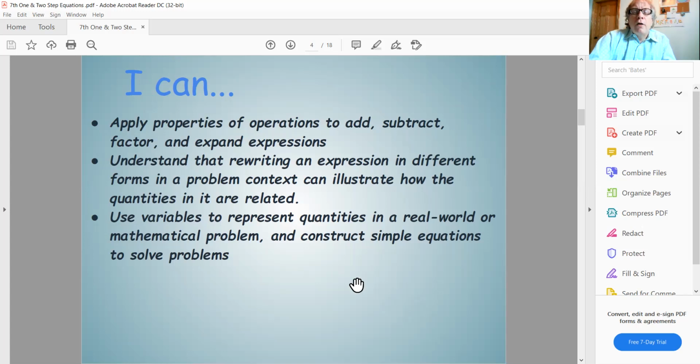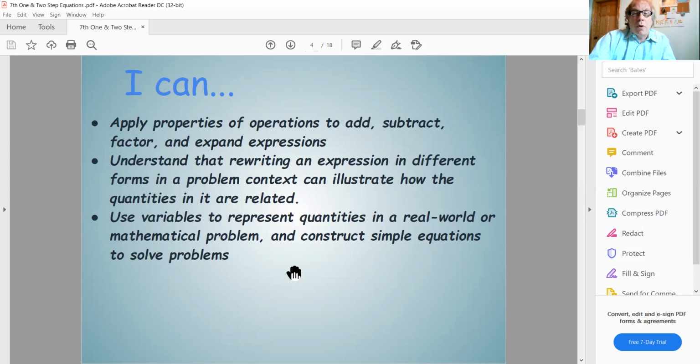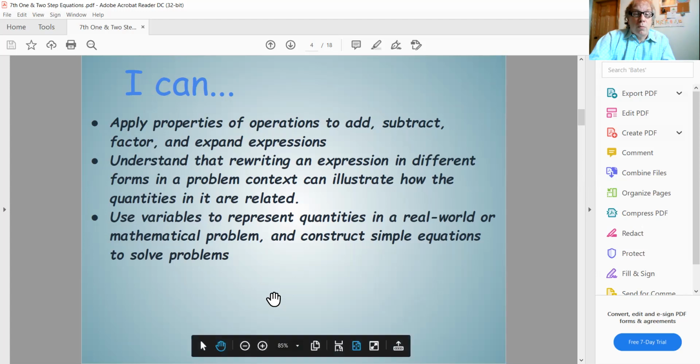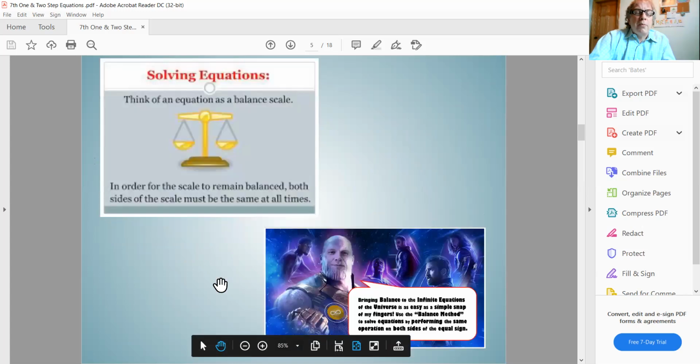focused in on fractions, equations that use fractions, because I know students sometimes have trouble with those. And we'll do that by applying properties of operations, adding, subtracting, and factoring, understanding that rewriting an expression in different forms can illustrate how the quantities are related, and using variables to represent quantities in a real world or mathematical problem. These are essentially word problems, guys. So let's get after it.